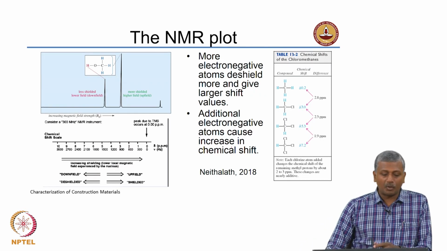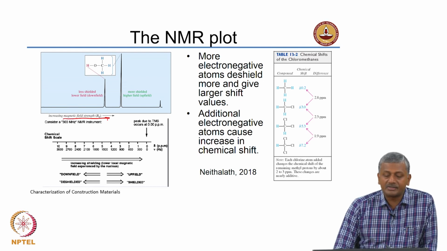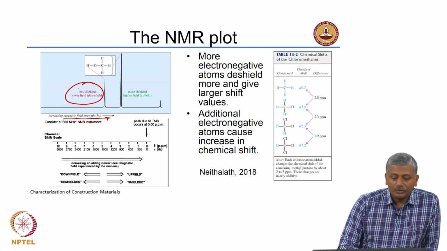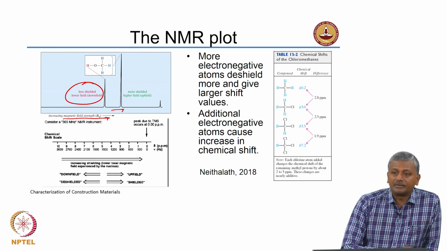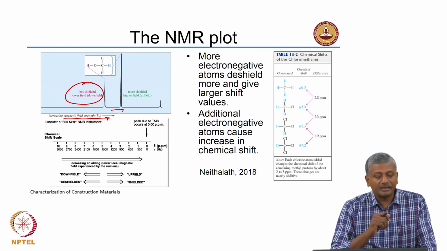So, this is the NMR plot. What is plotted here is in terms of the increasing magnetic field strength. As I said, when you have less shielding, you get a peak earlier, when you have more shielding you get a peak later. That means at higher magnetic fields you are producing the peaks when there is more shielding in your system.